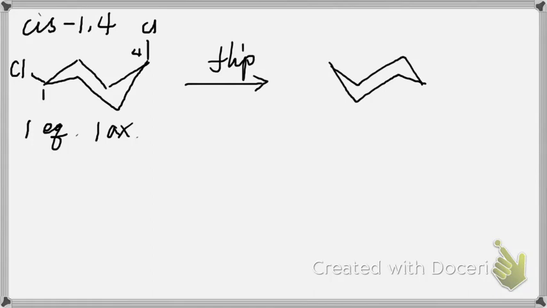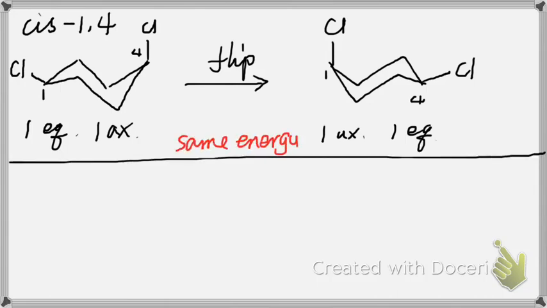All right, let's do the chair flip. After the chair flip, the equatorial chlorine will become axial, and the axial chlorine will become equatorial. So now we also have one axial, one equatorial. For these two chair conformations, if you consider the energy, they should be the same, right? One axial chlorine, one equatorial chlorine. They have the same energy.